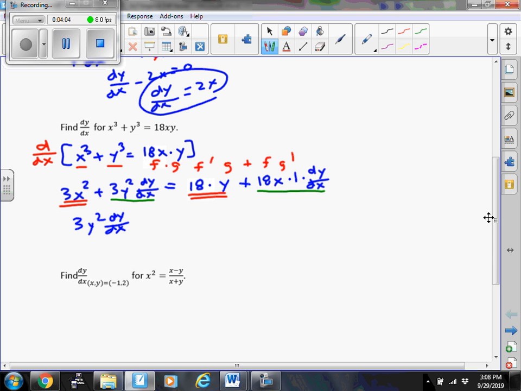Bring over the other one with the dy over dx in it, so subtract 18x dy over dx equals 18y, and I'm going to subtract the 3x squared from both sides. Now I've got the dy over dx on one side. The only way to get these two together is to factor out the dy over dx, so I've got dy over dx, I got one of them.